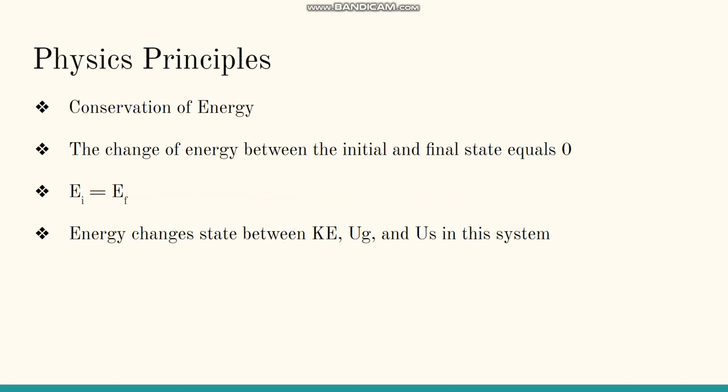The physics principle used in this lab is the conservation of energy. That means that the change in energy between the initial and final state will always equal 0. And the energy changes between kinetic energy, the potential energy due to gravity, and the potential energy due to the spring in this system.